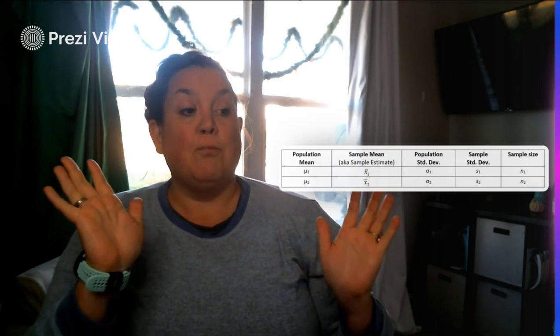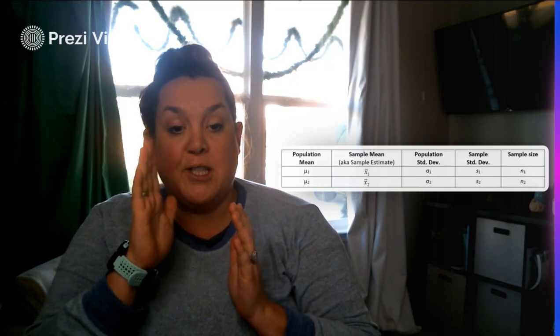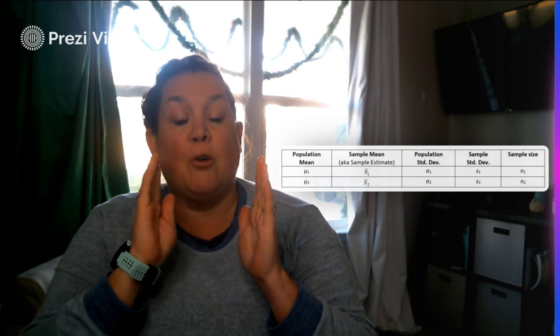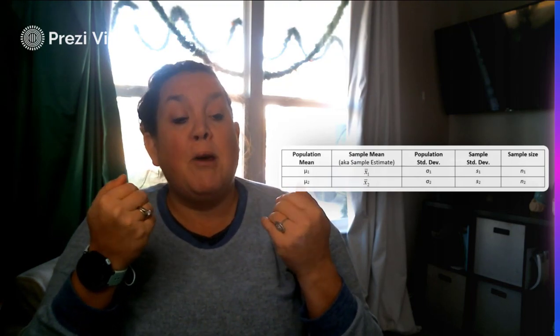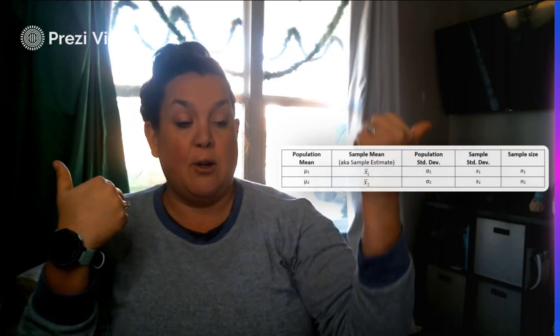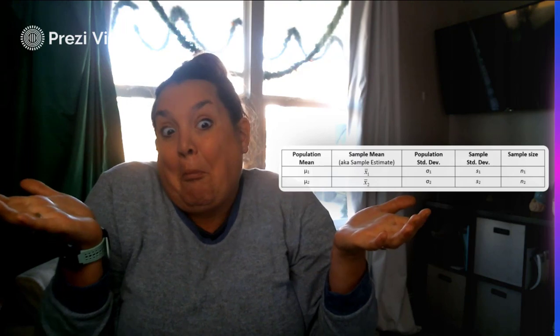Okay, so when you do these problems, one of the most important things is to be organized and to start the problem by identifying group 1 and group 2, and then making sure that all of the measurements for group 1 are with group 1 and group 2 is with group 2. I always recommend color coding.